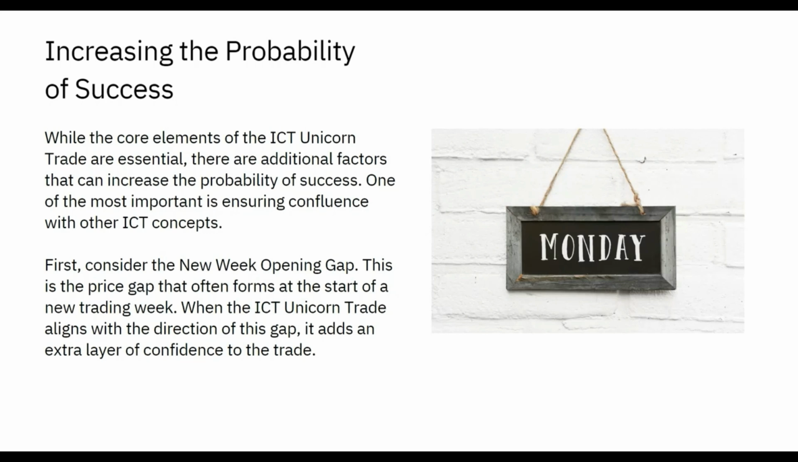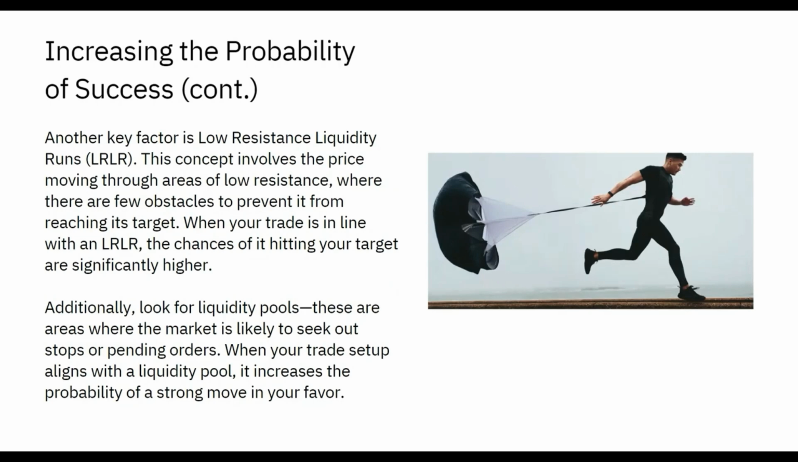Another key factor is low resistance liquidity runs. This concept involves price moving through areas of low resistance, where there are few obstacles to prevent it from reaching its target. When your trade is in line with a low resistance liquidity run, the chances of hitting your target are significantly higher. Additionally, look for liquidity pools. These are areas where the market is likely to seek out stops or pending orders. When your trade setup aligns with a liquidity pool, it increases the probability of a strong move in your favor.